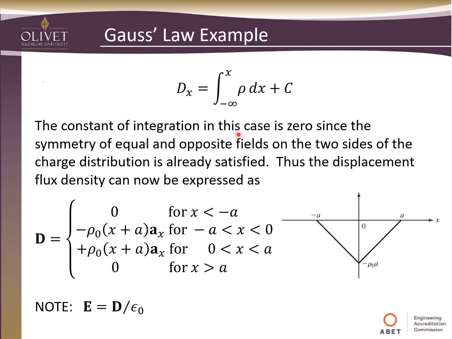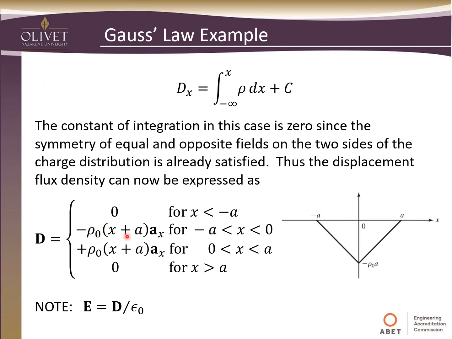So speaking of that, the constant of integration is going to be 0, since we do already have this symmetry of equal and opposite fields on the two sides of the charge distribution. So that part is satisfied. Thus the displacement flux can be expressed with this equation here. Outside of -A to A, it's 0, because there's no charge, so it should be producing no field. As we move deeper and deeper into this charged region, we should start to feel more and more effects of the field accumulating. So that's basically what this is telling us.